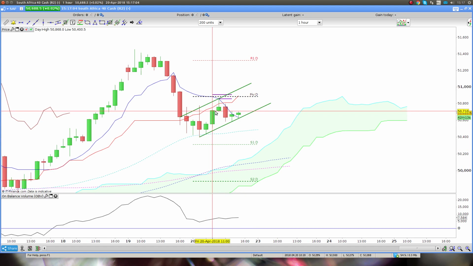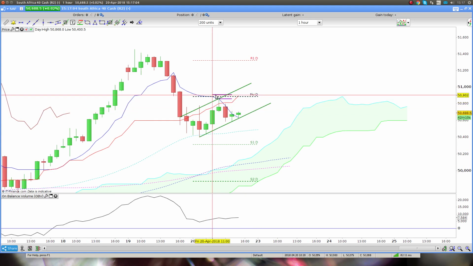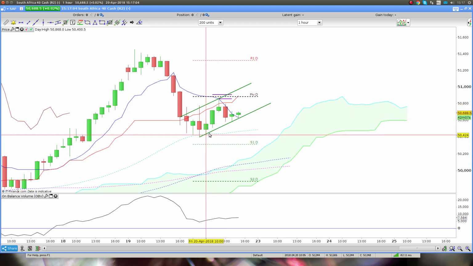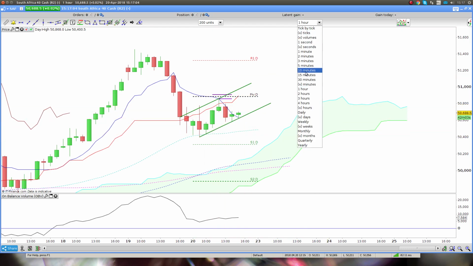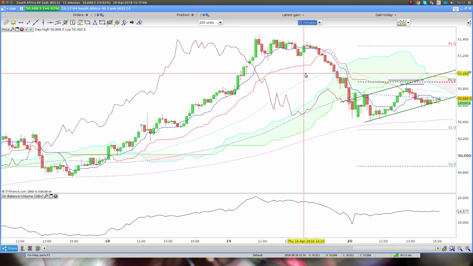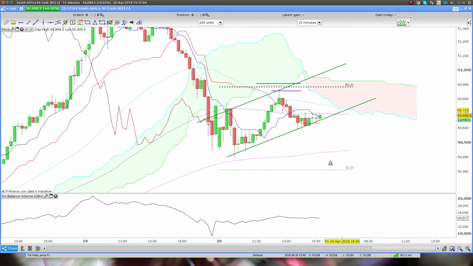So there are two ways of playing. If you weren't in up there with a stop above there, then what you're doing is waiting for a break of this trend line. Or what you could be doing is go down to the 15-minute, and the rules are still the same.